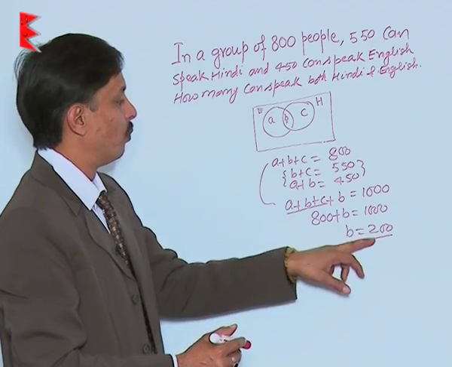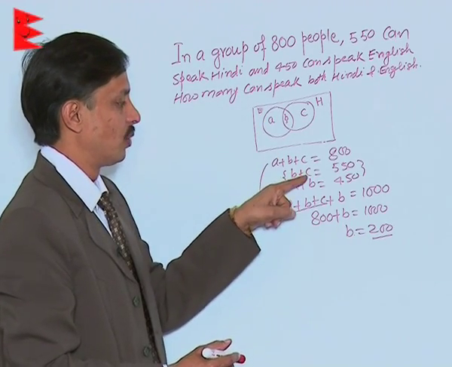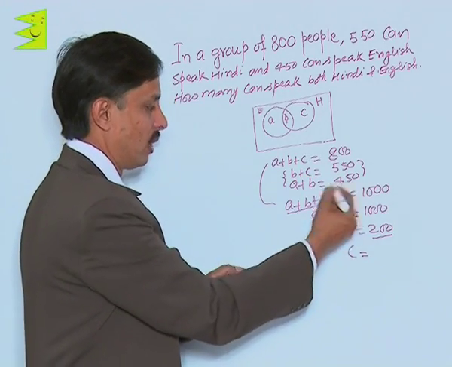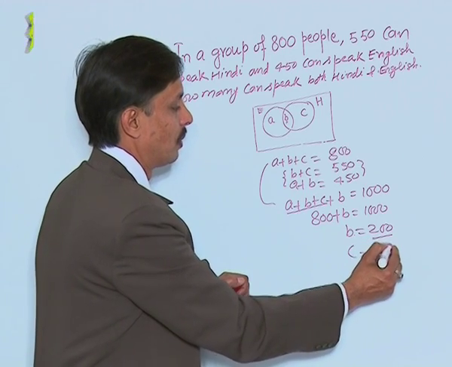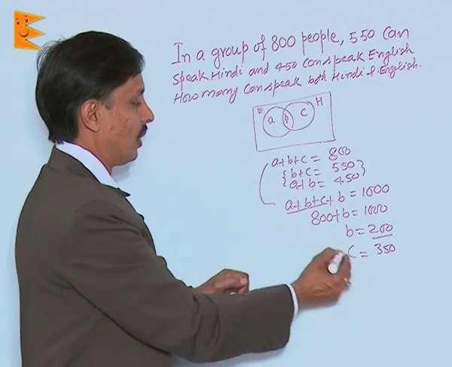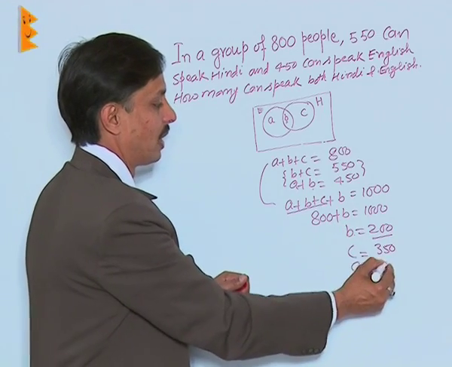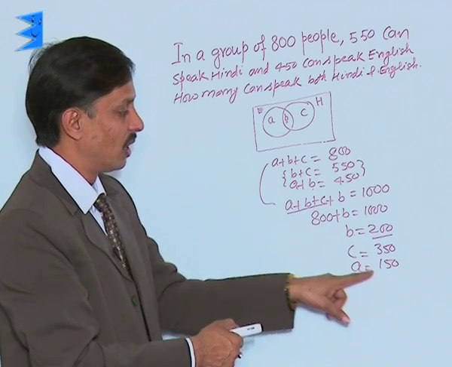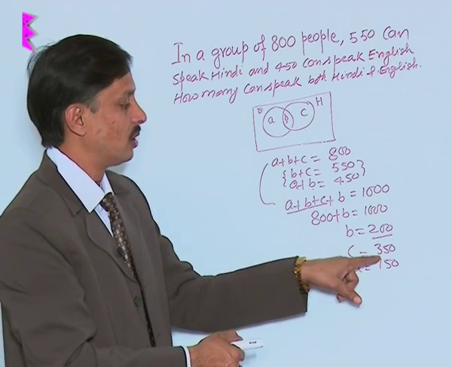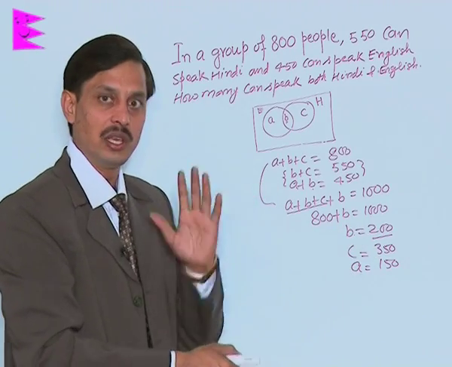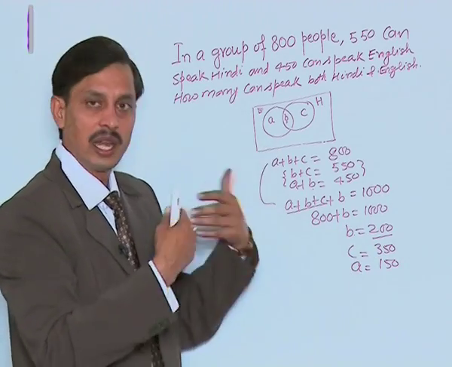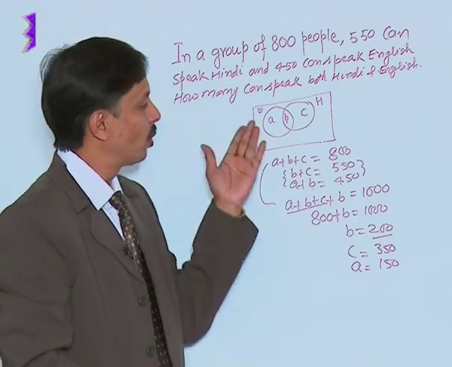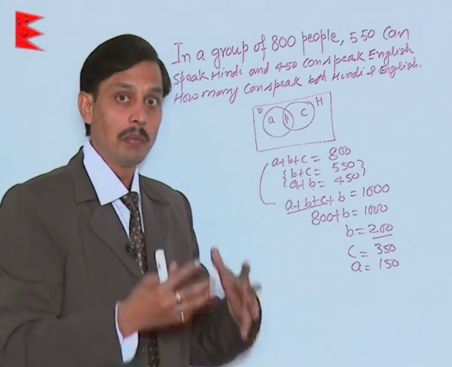So if we put B as 200 here in this equation, the answer of C will be what? 200 when subtracted from 550 will be 350. If B is substituted here, the answer of A will be 200 subtracted from 350, which is 150. So the number of persons who can speak only English is 150, only Hindi is 350, and both the languages is 200. So we can extend the Venn diagram for solving problems even for 2, 3, 4 or any number of sets.